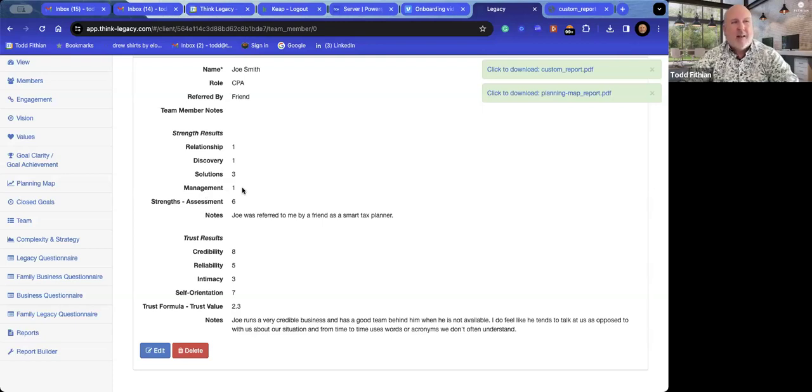And then the last one is around management. So this is a strength. What is the strength that's showing up for them? Are they good at managing things and doing what they said they were going to do when they said they were going to do it?